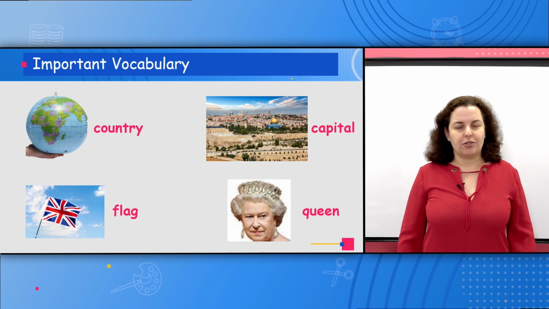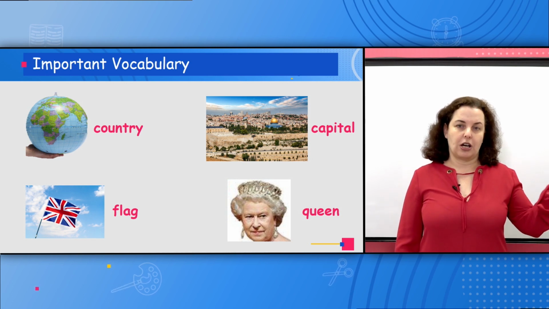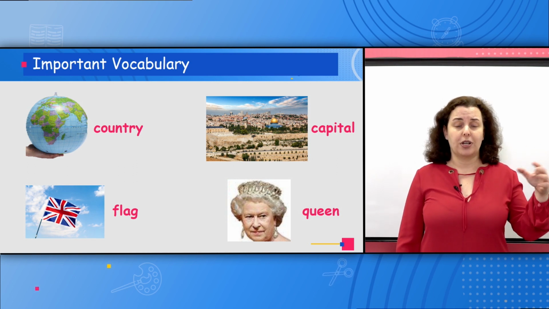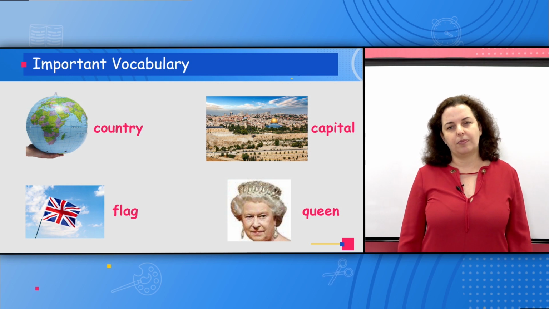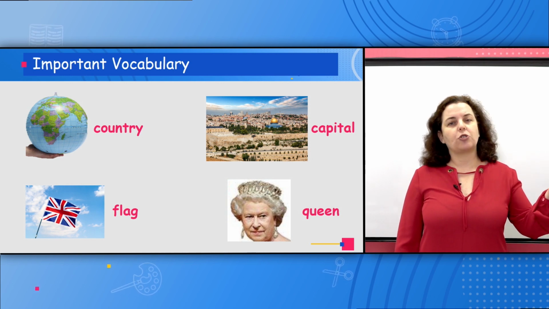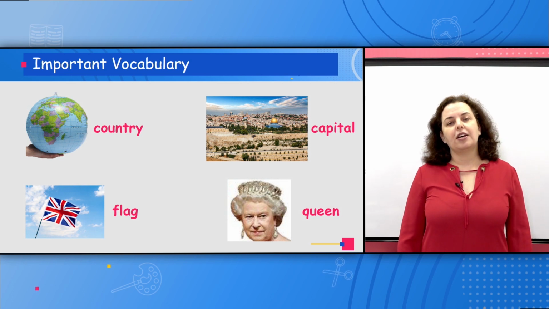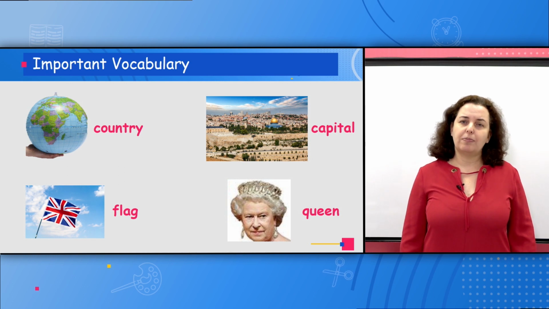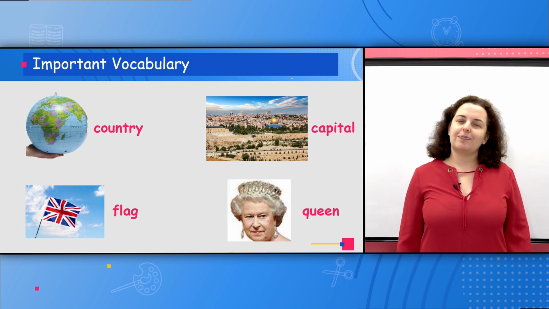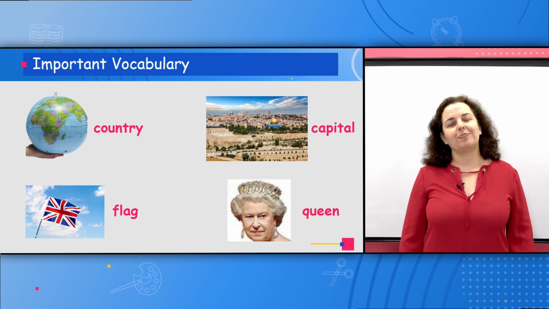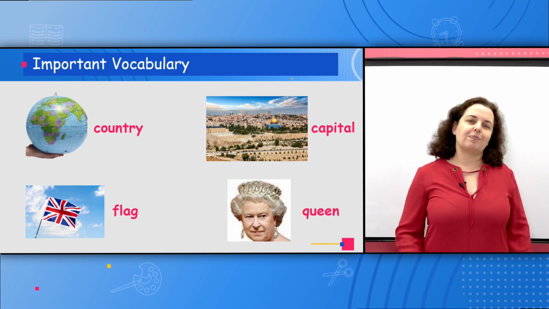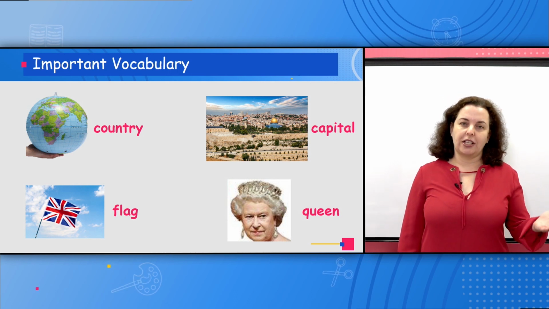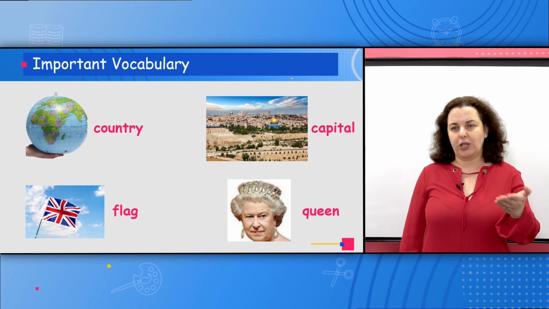Important vocabulary words. You have the first word, country. There are many, many countries around the world. Here you have a globe, which shows you all the different countries. Underneath the word country you have flag. This is the British flag. And you have the word capital. The capital of Israel is, you're right, Jerusalem. The capital of England is London. And here you have the picture of Queen Elizabeth. Actually, she's Queen Elizabeth the Second.